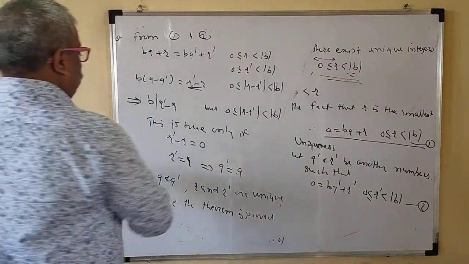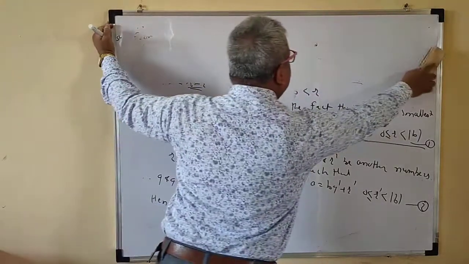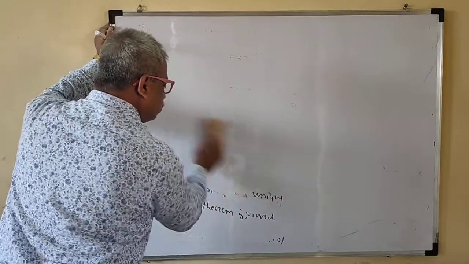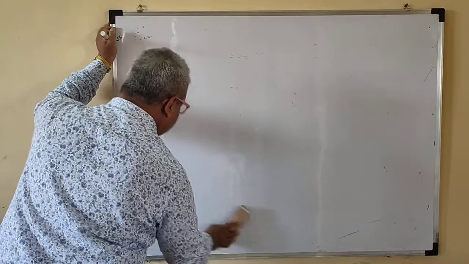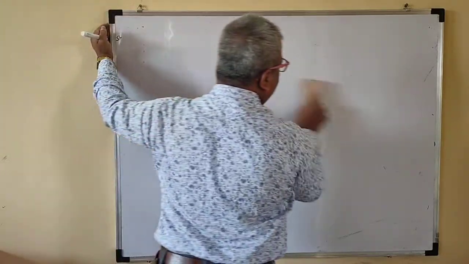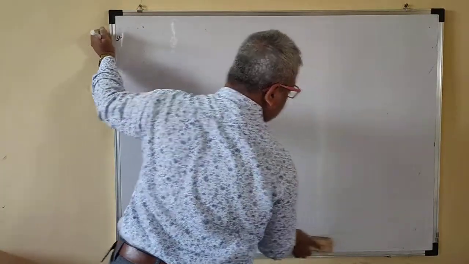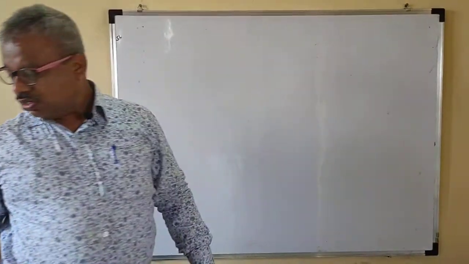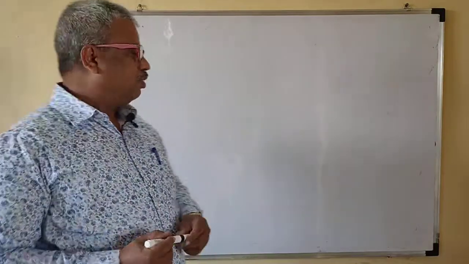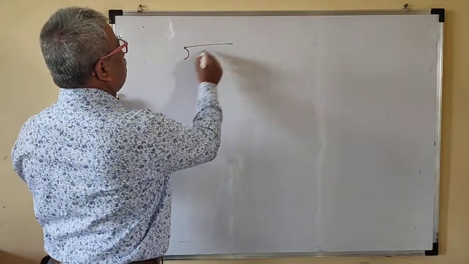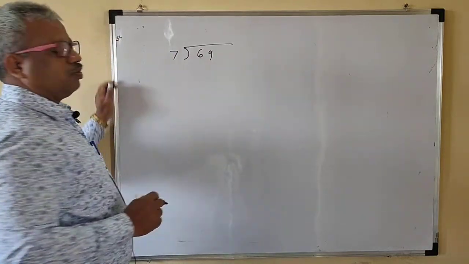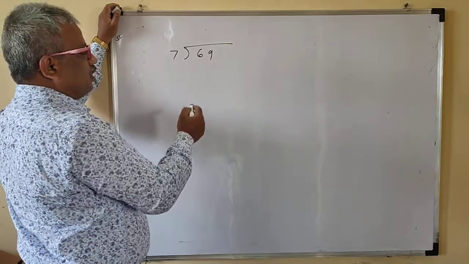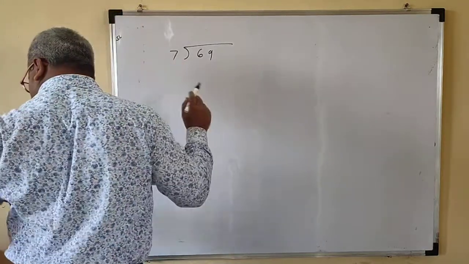Okay, so where do we have to use the division algorithm actually? This is the simple proof of the division algorithm. Okay, so how should you remember this? The statement and the question will be like this: state and prove the division algorithm. Now suppose we have 69 and 7, and we have to apply the division algorithm. So how can we apply it?